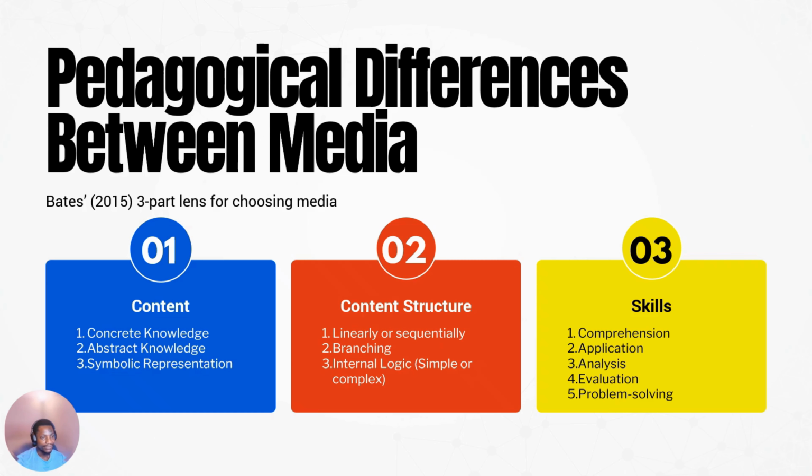And then lastly, skills. And this happened to tie to what we did in Bloom's taxonomy. So skill here simply means what learners must be able to do with the knowledge they have gained from the prior content, right? So this is where we test for comprehension, application, analysis, evaluation, and problem solving. So this is where we know, is the student able to use, how are they able to use the knowledge they have gained?